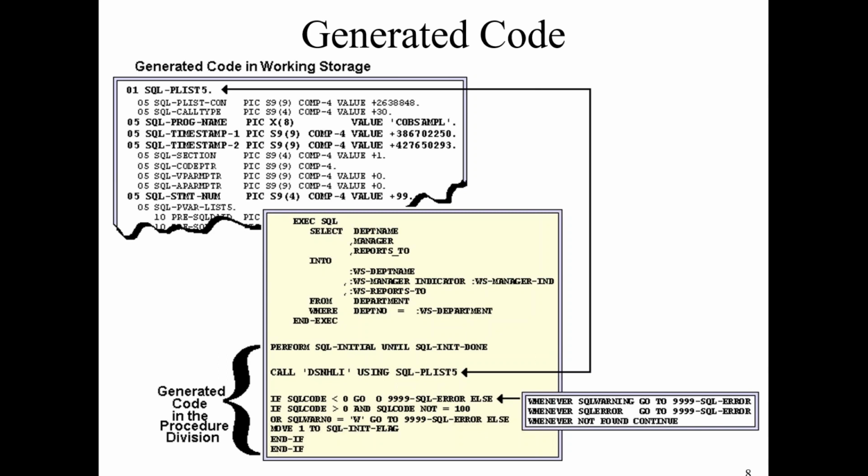Sorry about that. I blanked the screen out for a second. I don't see a ton of people use a whenever. It's just kind of a way to cheat with error handling. But if you use the whenever statement, DB2 will also generate this kind of default error checking down at the bottom.